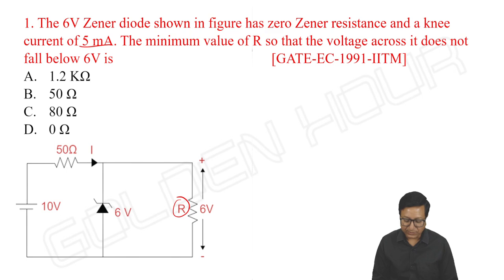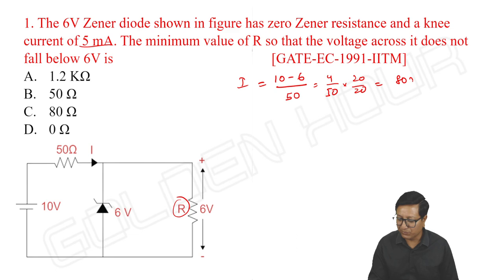So what is R minimum, they are asking. R minimum comes from IZ minimum. So what is I here, friends? I is equal to V input minus VZ by R series resistance. It is 50 ohms. So 4 by 50. Generally what I do is converting it to milli, means 20 by 20. If I take so, it becomes 80 milliamperes. I we have got.